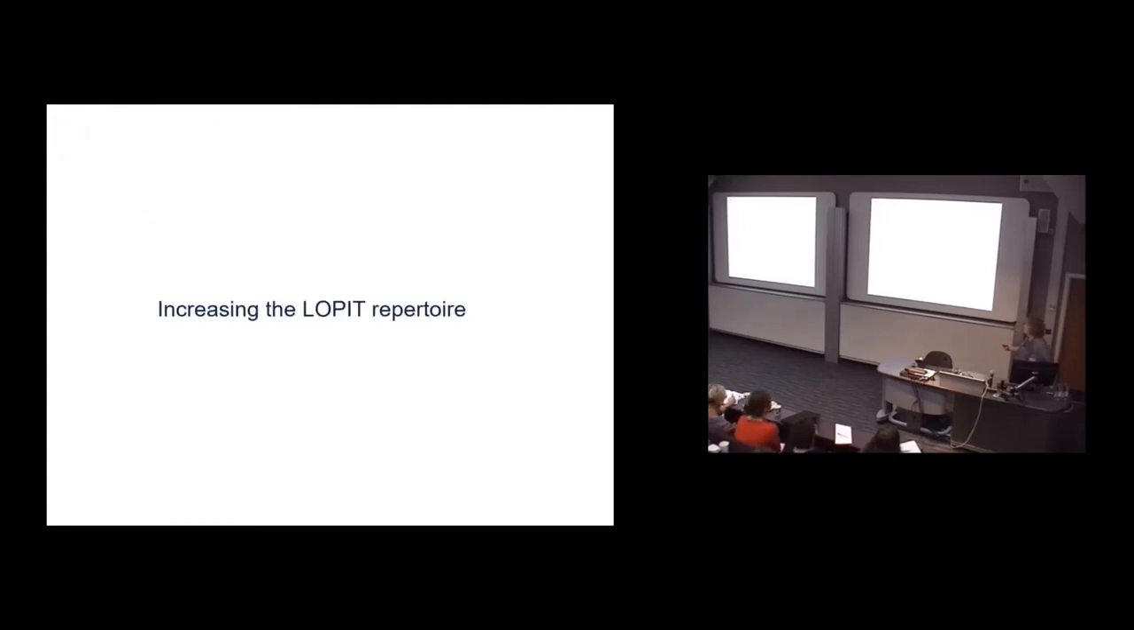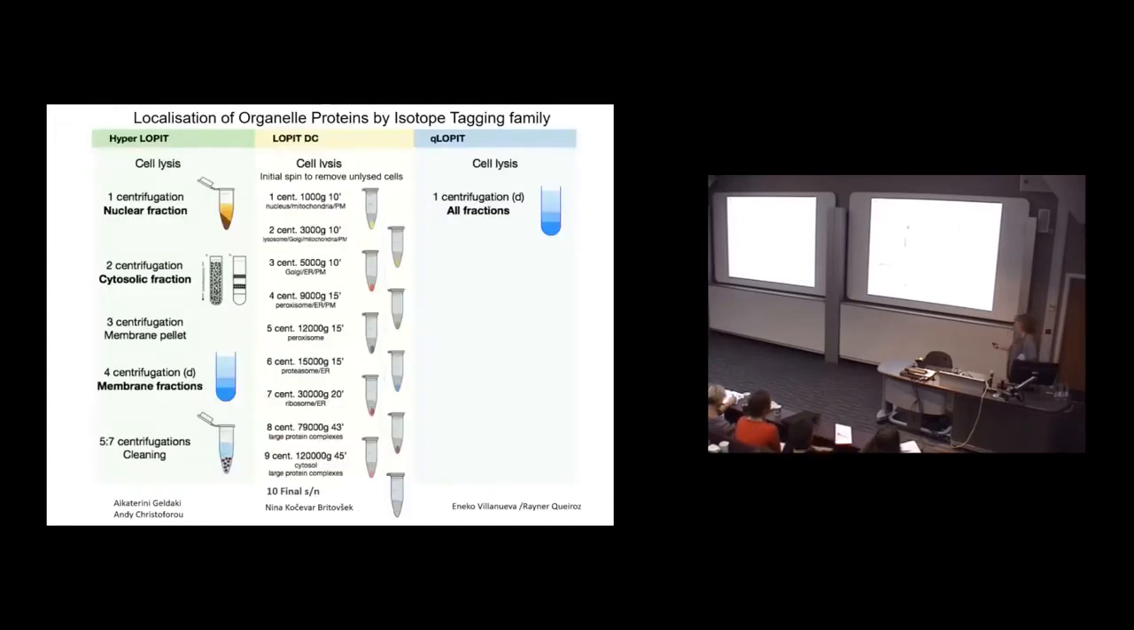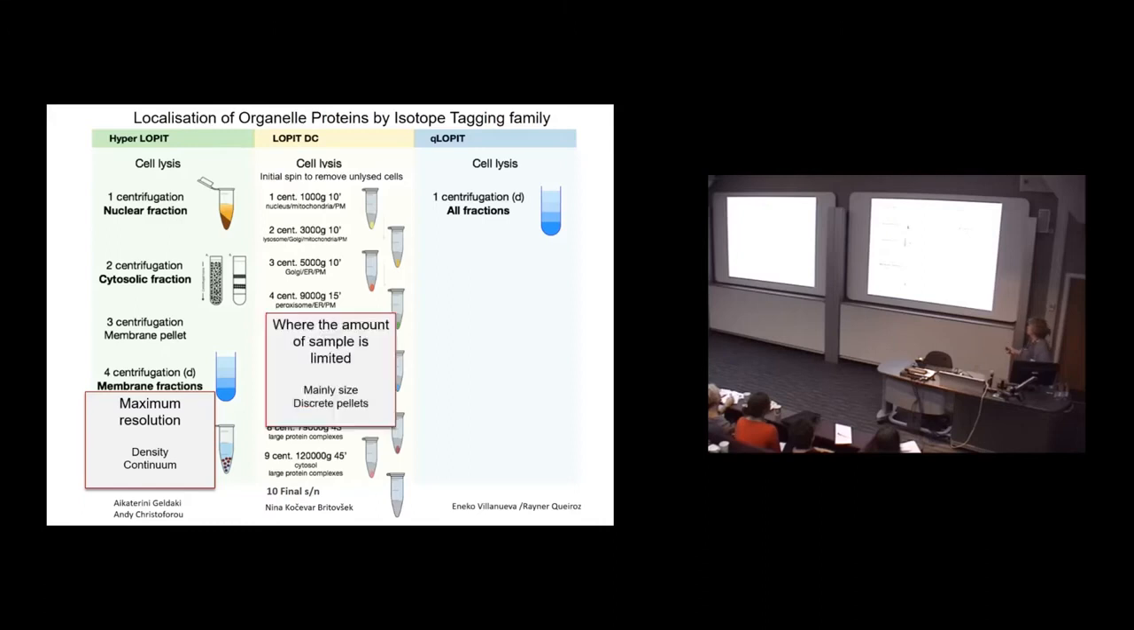So since this time, we've increased our LOPIT repertoire. These are 3 different workflows. In fact, we've got 5 different workflows that we now use in the lab. They're there for different reasons. The one that I've described, using equilibrium density centrifugation, gives us the maximum resolution. We have a method which is based solely on differential centrifugation. It's easier, doesn't require as much sample size, but we take a hit on resolution.